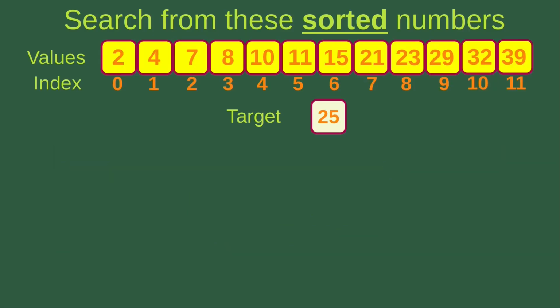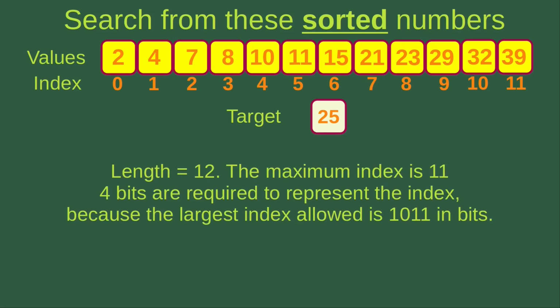Let's see another situation that the target cannot be found. So now I use the same array, which is already sorted, and the target is now 25. Of course, the length of this array is still 12. That means the maximum index is still 11. We have to use 4 bits to represent this index because the largest index allowed for this array is 1011 in binary digits.